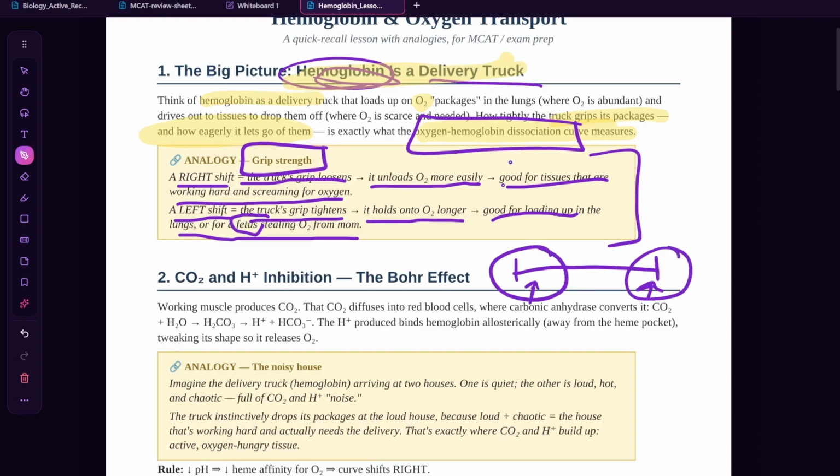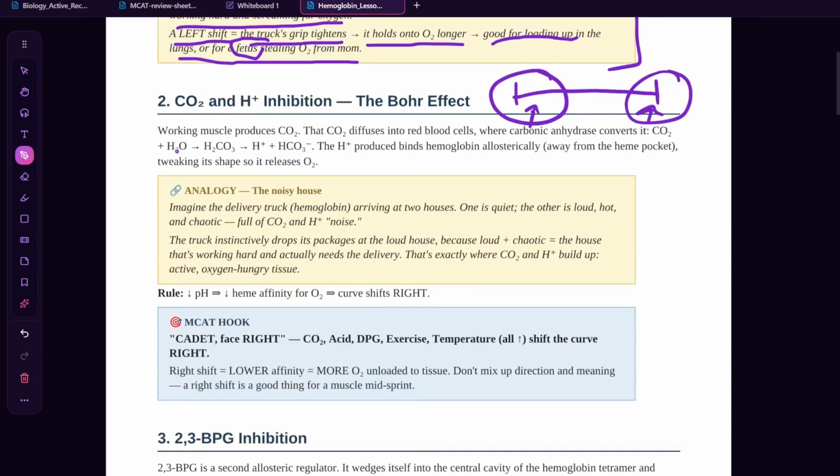So when we talk about the cooperative binding and the inhibition, your working muscles produce CO2, and that CO2 goes into your red blood cells, where carbonic anhydrase, an enzyme, converts it. So this is your buffer system. This is your buffer system, and I'll write it out better right now.